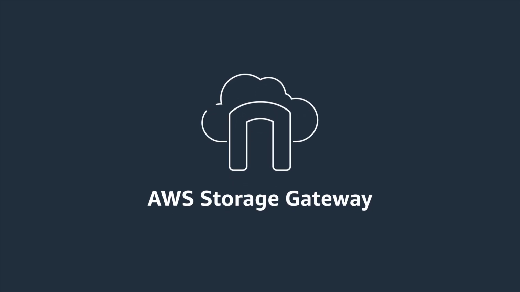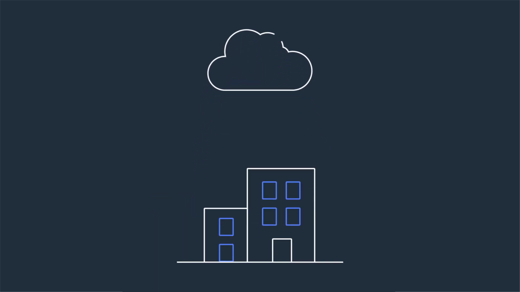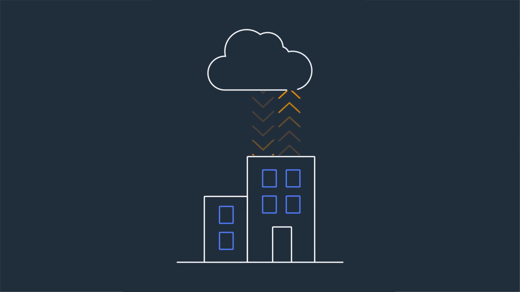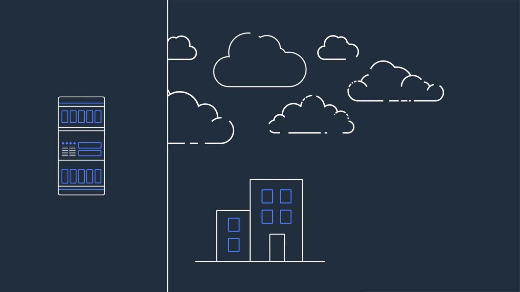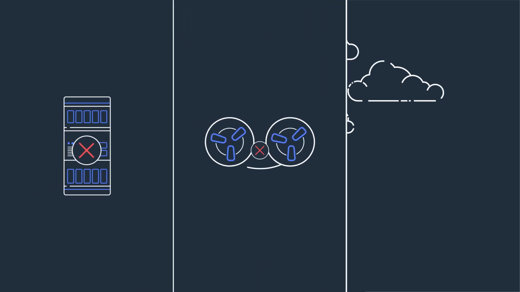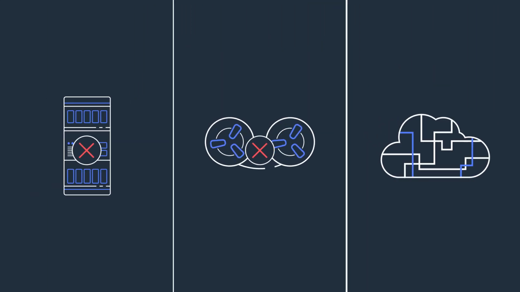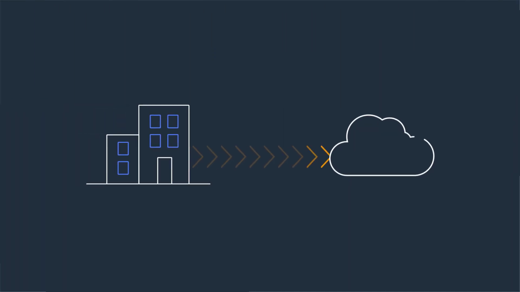AWS Storage Gateway is a hybrid cloud storage service with local caching that gives you low latency, on-premises access to virtually unlimited cloud storage. Stop buying more storage arrays, stop managing tapes, and start using cloud storage today for on-premises applications until you are ready to move those applications to the cloud.